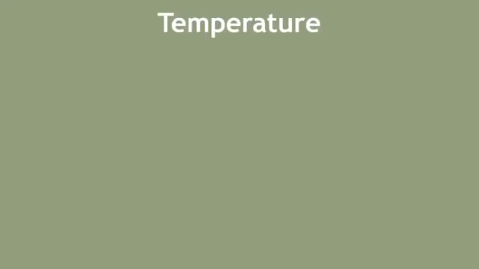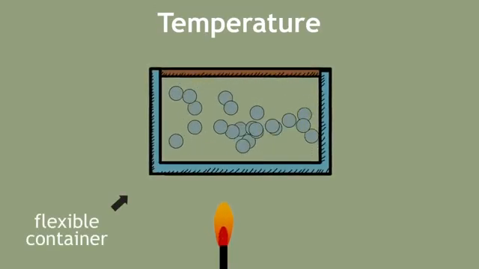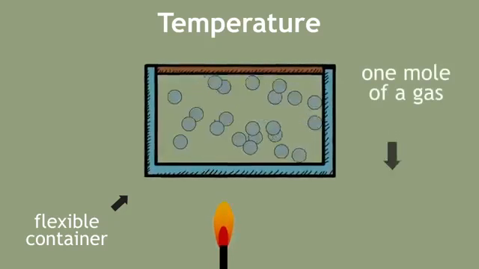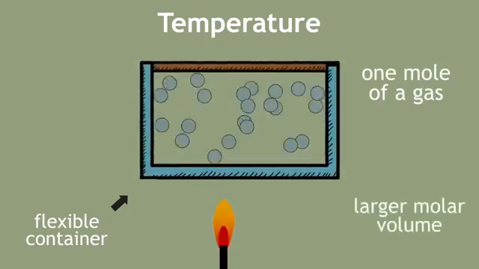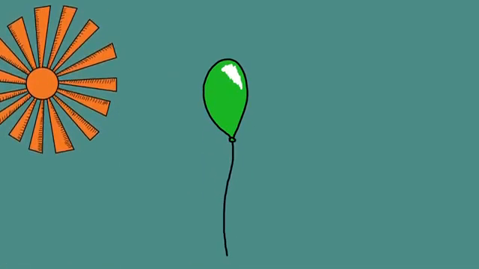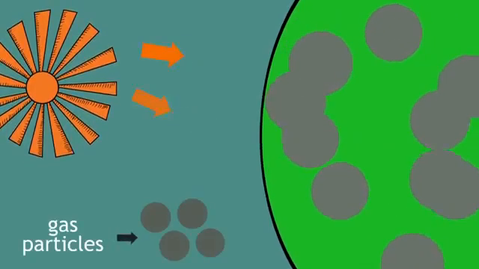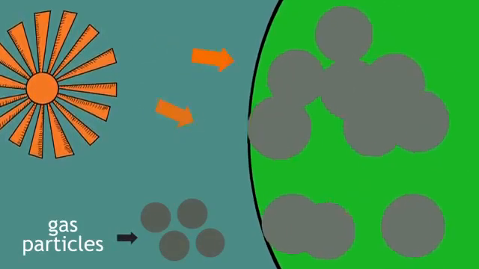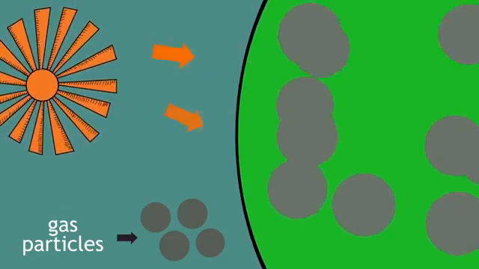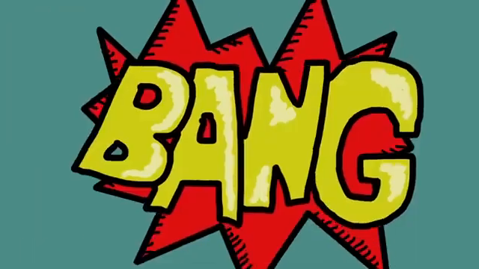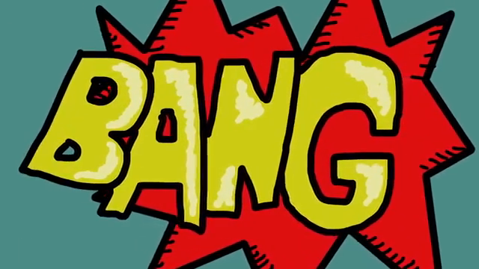In terms of temperature, the answer is that a gas expands when it's heated, so 1 mole of a gas would occupy a larger molar volume. Think about a balloon. If it's a hot day, the balloon sometimes pops randomly. This is because when heated, the spaces between the gas particles in the balloon expand until the balloon can expand no more, and bang, the balloon bursts.